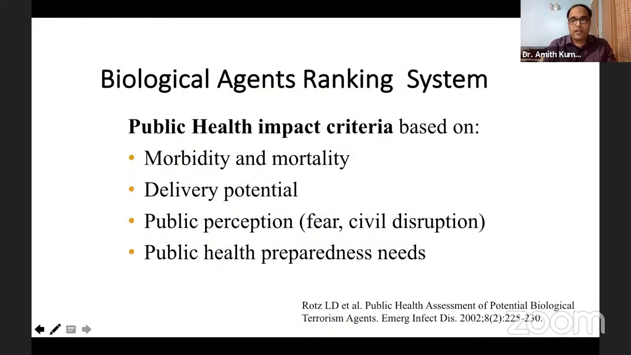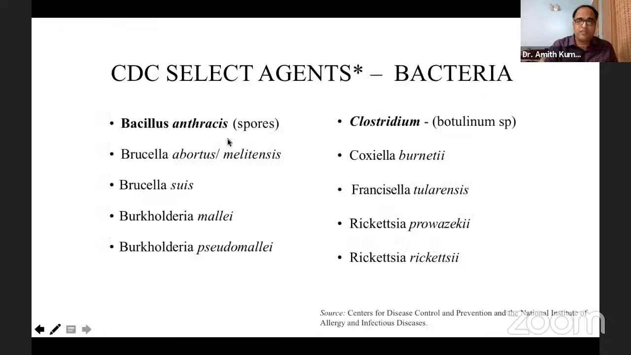Now we can classify bioweapons in different ways. I will be talking about two. One is the public health impact criteria, which is based upon the mortality and morbidity that the bioweapon can cause, the delivery potential, the public perception, and the public health preparedness needs. And most importantly, it's the CDC. The CDC has classified it into type 1, 2, and 3.